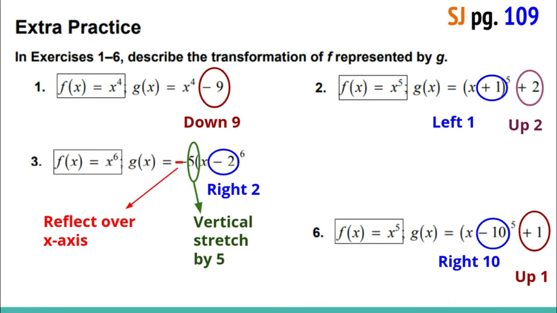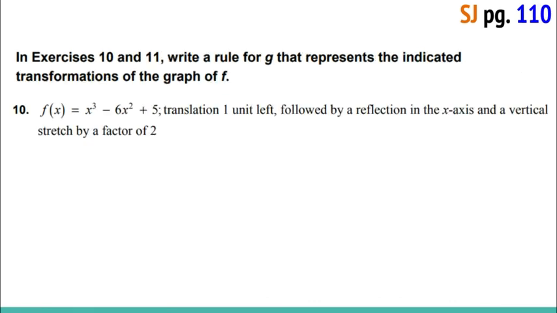All right, our next objective is to actually go backwards. They're going to write down the words of the transformation, and you're supposed to write a rule. Write a rule for g that represents the indicated transformations of the graph of f. So a rule is another word for equation. We're going to write an equation.